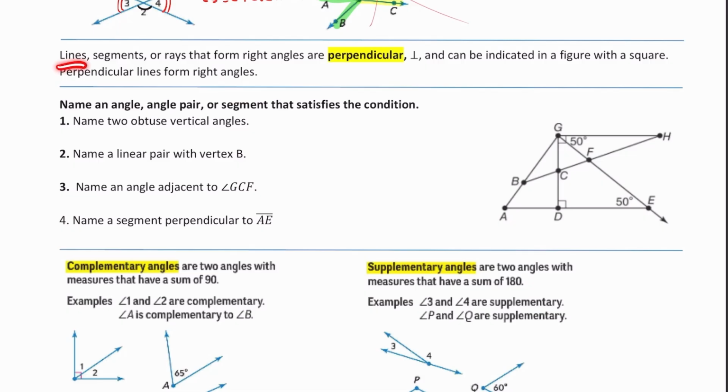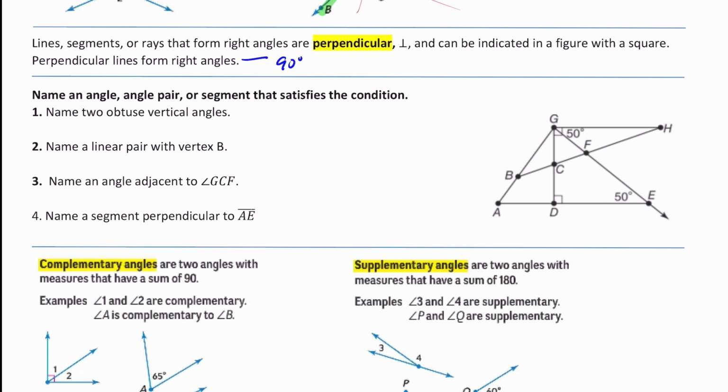Okay, next. Lines, segments, or rays that form right angles are perpendicular. And we use this upside down T to indicate perpendicular, which can be indicated in a figure with a square. Perpendicular lines form right angles, and when perpendicular lines form right angles, that means 90 degrees. So when two lines intersect at a 90-degree angle, they are perpendicular to each other. Okay? So let's go ahead and answer these 4 questions here.